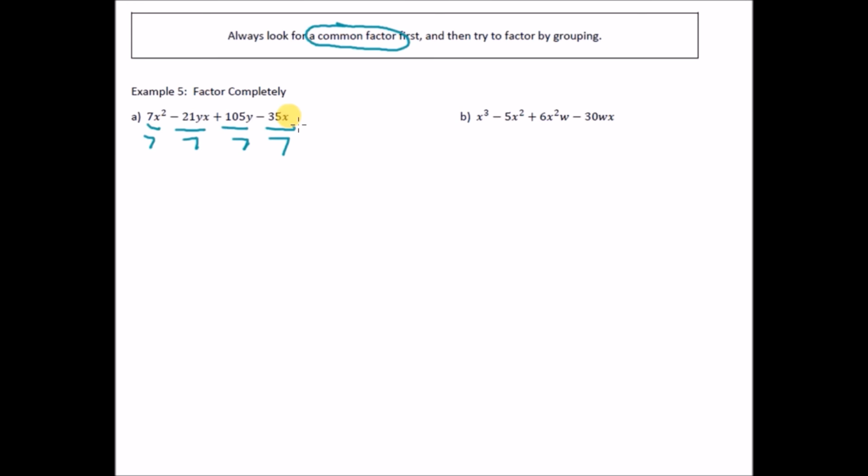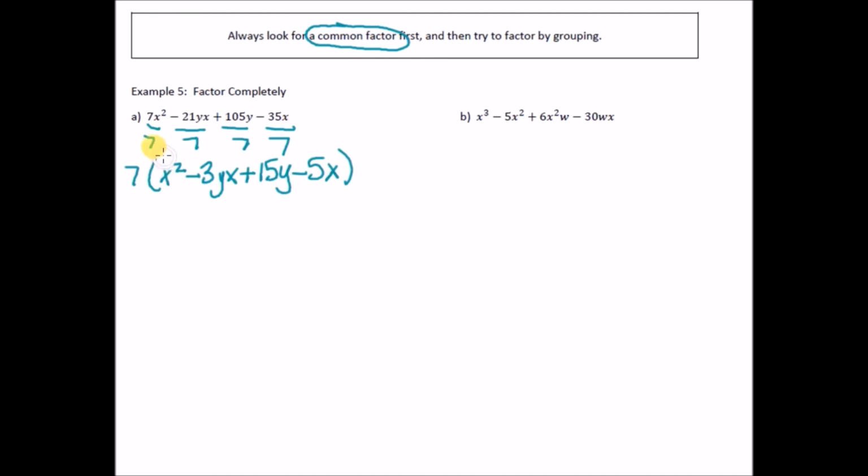Okay, so we're left with 7 as the common factor, x squared minus 3y plus 15y. Oh, this is yx. And then minus 5x. Okay, so now this 7 doesn't play a role when we factor by grouping.